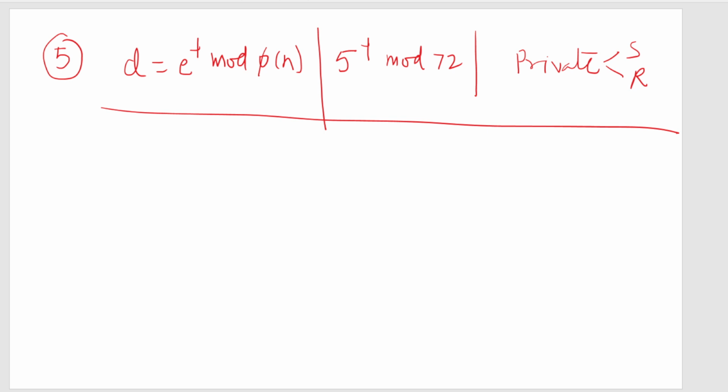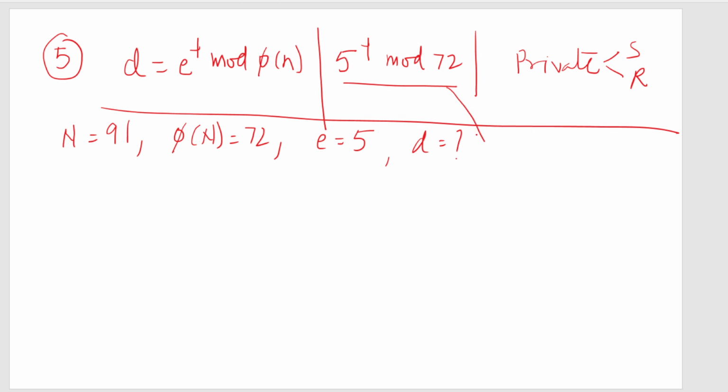In this, we actually calculated the value of n. The n was 91. The value of phi of n was 72. The value of e was taken as 5. Now we should know how to calculate d. The d is a private key, and we can understand it this way: e into d mod 72 should be congruent to 1.